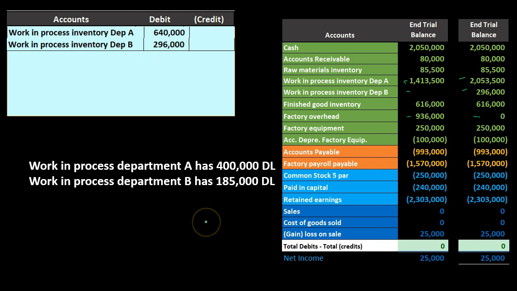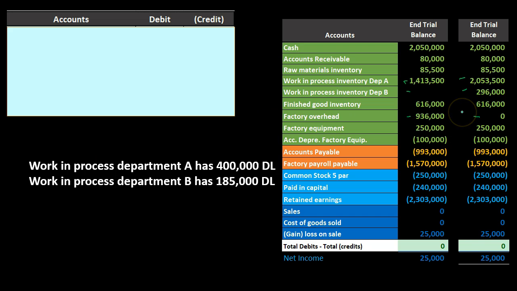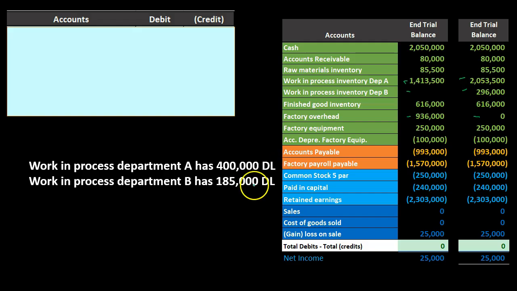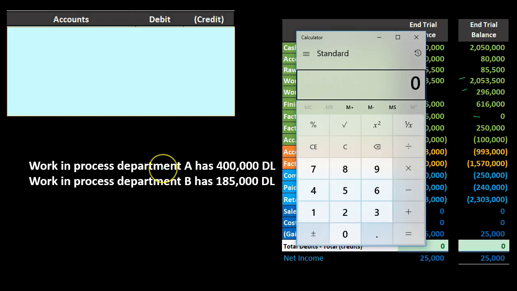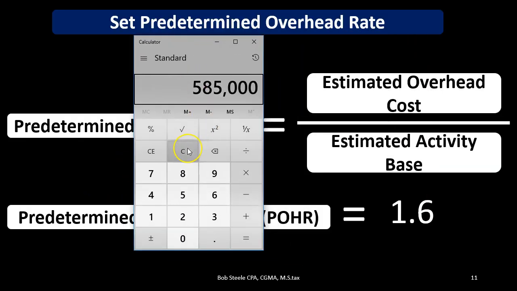So again, the calculation: we have the predetermined overhead rate. We have the estimated overhead costs, typically from the prior period. In this case, our estimated overhead costs were $936,000. And then we divide it by the estimated activity base, which in our case was the 400,000 plus the 185,000 of the direct labor. Then we took that and divided it out.